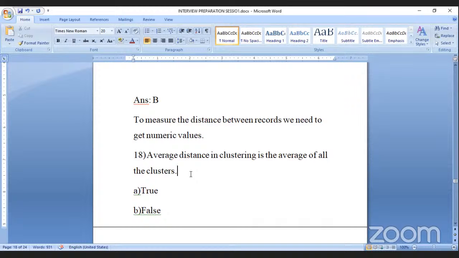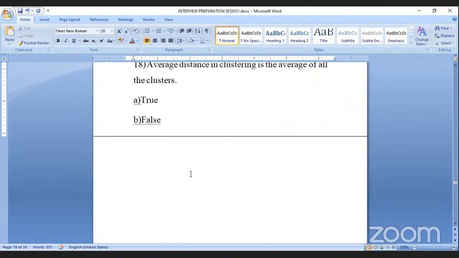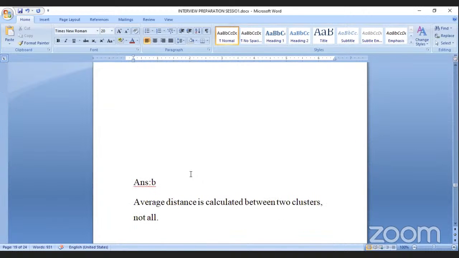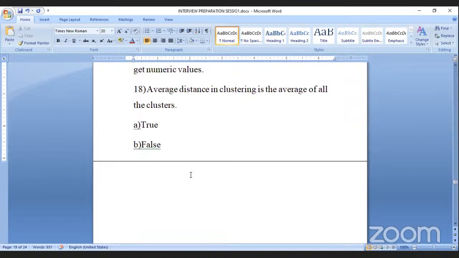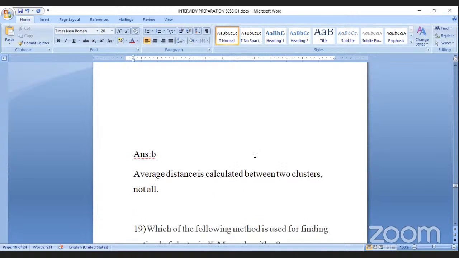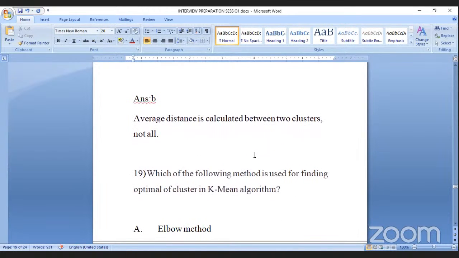Okay, friends, let's move to the answers. The answer is false. Option B. Average distance is calculated between two clusters, not all. The question says all the clusters, but it is not all the clusters, it is between two clusters.